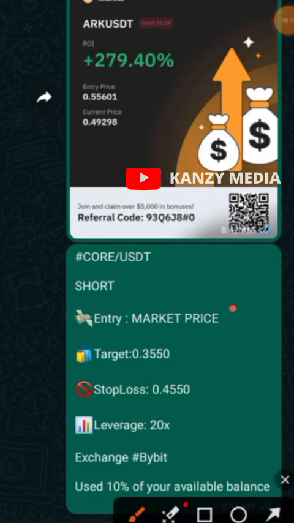So the signal said that we should short. This means that when the price of a coin is falling down, that's when you are in profit. The same thing with long. When you see long, it means that when the coin is up, you're in profit.